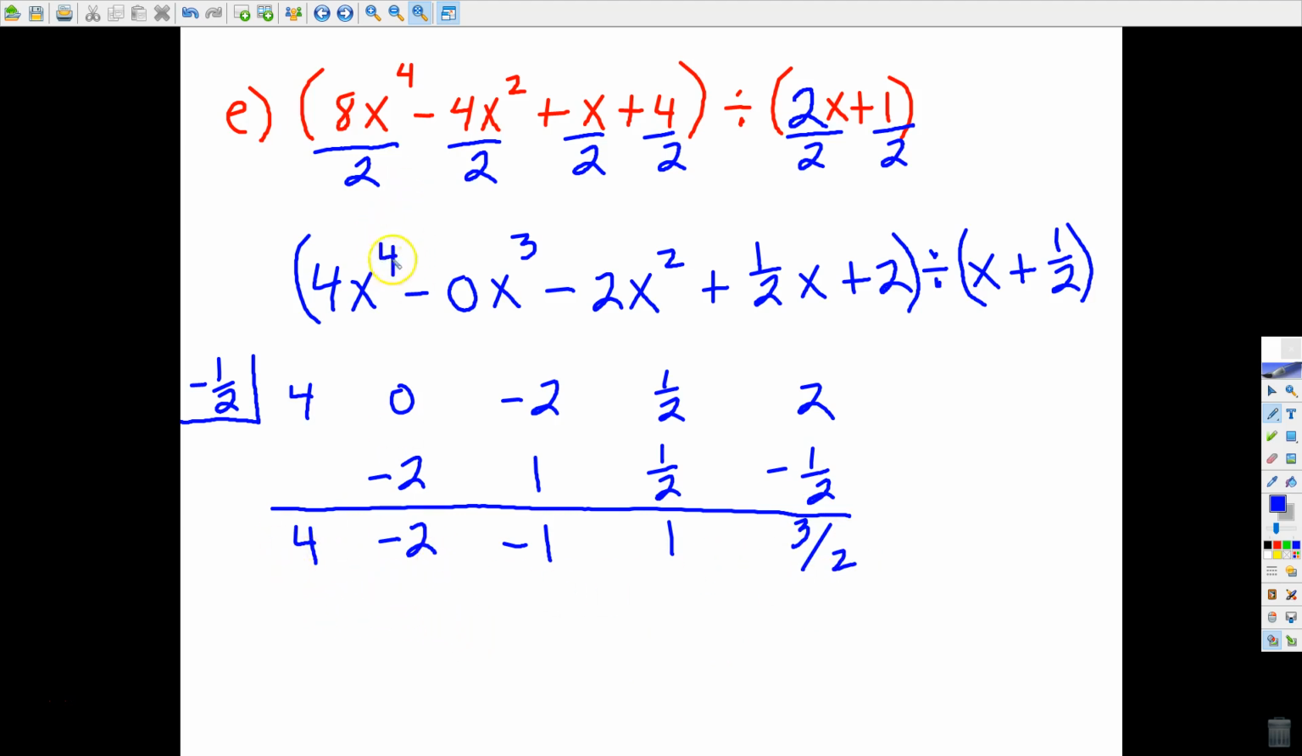So we started off at quartic, so this should be cubic. That means 3rd degree. So let's see, remainder, constant, linear, quadratic, cubic. 4x cubed minus 2x squared minus 1x plus 1 plus, now we ran into this sum last night, 3/2 divided by x plus 1/2.